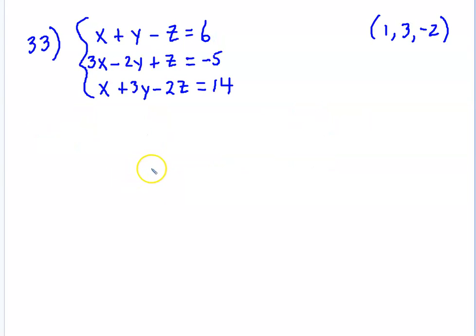Let's try a 3-variable system because these are a little bit more involved, and this will be our last example. The process is the same, it just takes a little bit longer. So I'm going to do the coefficients first: 1, 3, 1, 1, negative 2, 3, negative 1, 1, negative 2. And then remember, for the 3 by 3, you're going to have to repeat the first 2 columns.